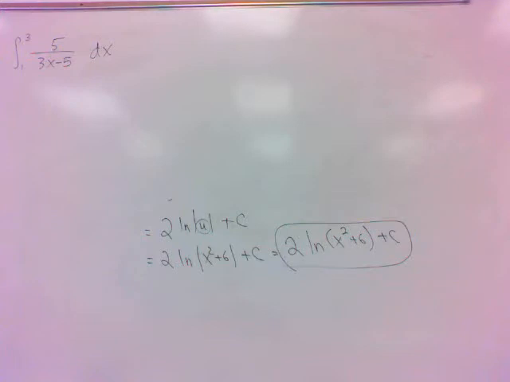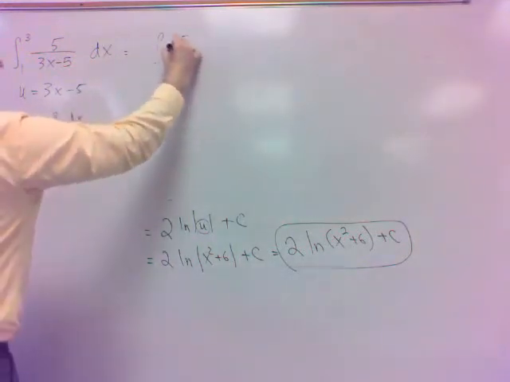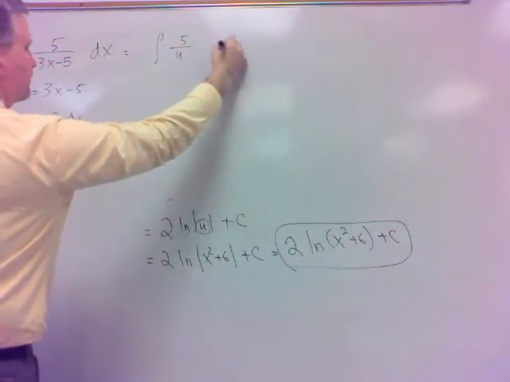Well, it's not a direct integral by any means, but guess what I can use? U substitution. Do a little U substitution here. What do you think U would want to be? 3x minus 5. U is 3x minus 5, so du is 3 dx, so du over 3 is my dx. And so that's going to work out to be the integral of 5 over u du over 3.